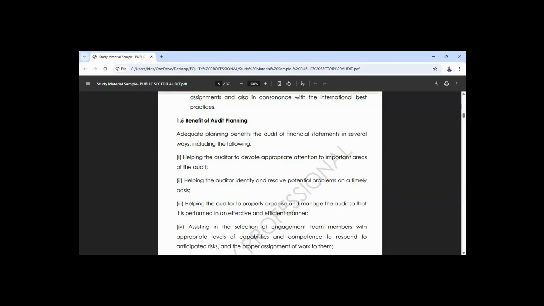Audit planning also helps the auditor to properly organize and manage the audits so that the audit is performed in an effective and efficient manner.